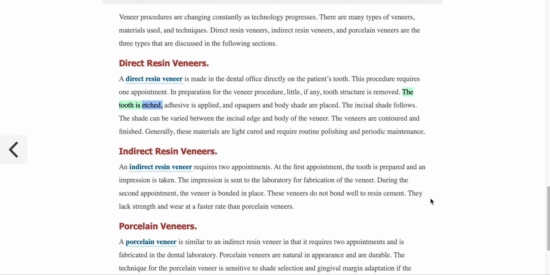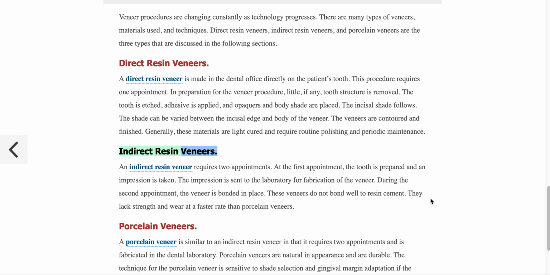The tooth is etched, adhesive is applied, and opacas and body shade are placed. The incisal shade follows. The shade can be varied between the incisal edge and body of the veneer. The veneers are contoured and finished. Generally, these materials are light cured and require routine polishing and periodic maintenance.